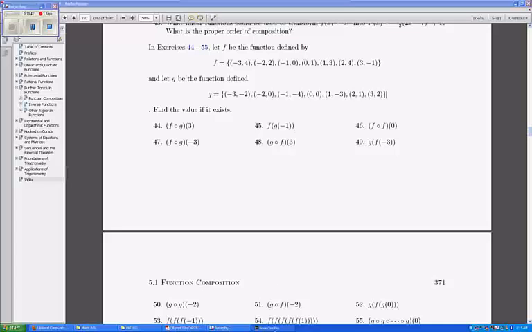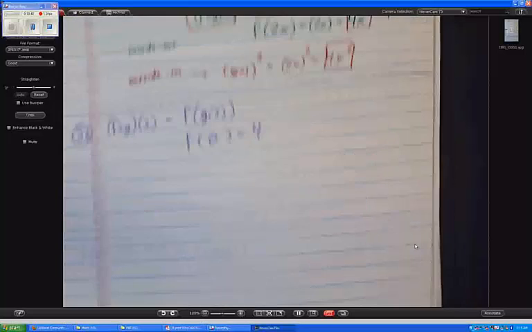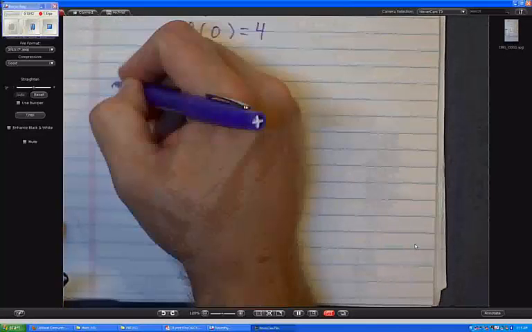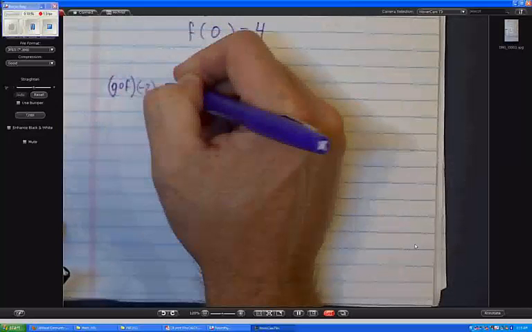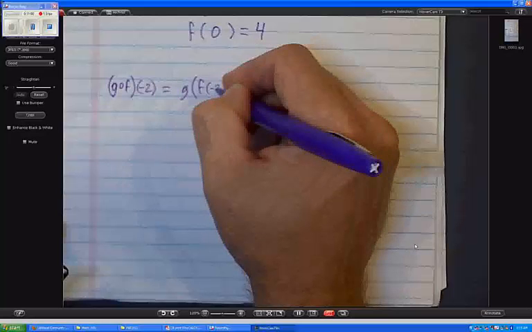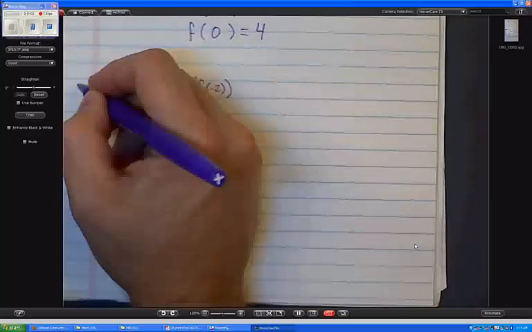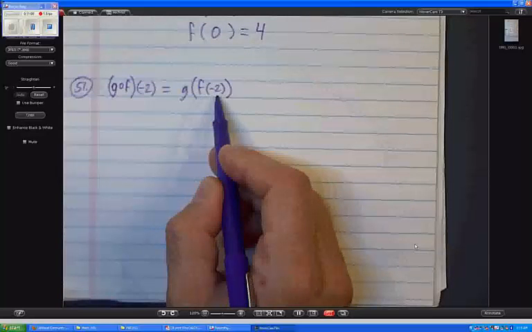All right, so what am I going to do? Well, first thing I'm going to do is write g composed with f of negative 2 is equal to g of f of negative 2. What number is this? 51. Now, f of negative 2 is what I need to evaluate.